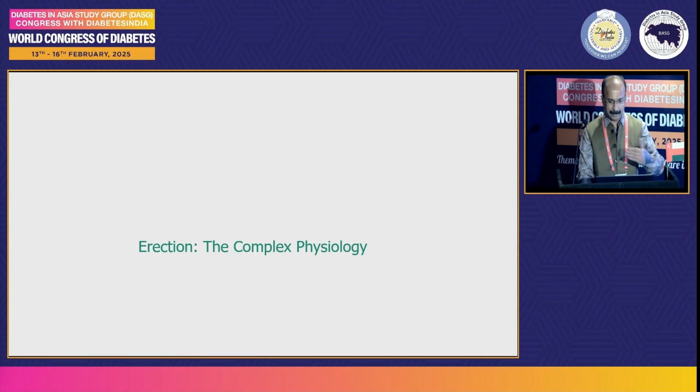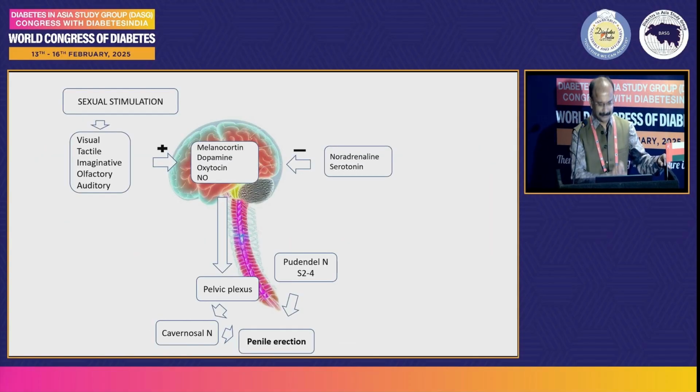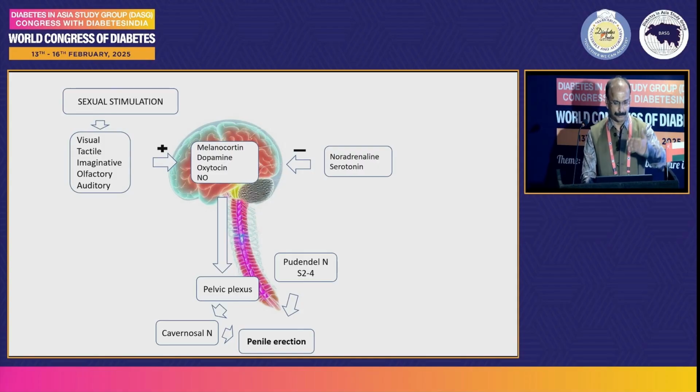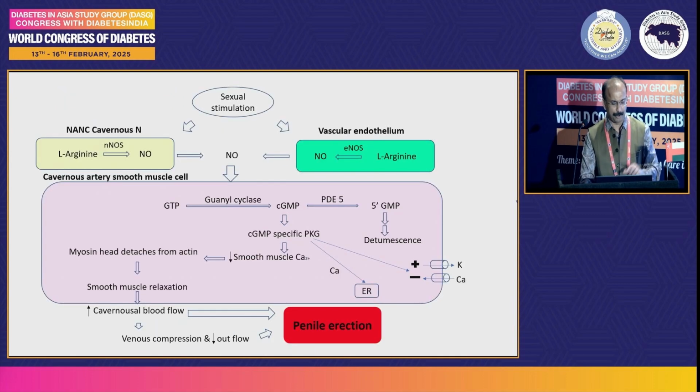So coming to the mechanism of erection, when there is sexual stimulation, it leads to release of various neurotransmitters like melanocortin and dopamine, which activate the cavernous nerves, leading to increased production of nitric oxide, which is produced from L-arginine by the nitric oxide synthase enzyme. And this nitric oxide stimulates guanylyl cyclase, which leads to conversion of GTP to cyclic GMP, which reduces the smooth muscle calcium content, leading to smooth muscle relaxation and ultimately penile erection.